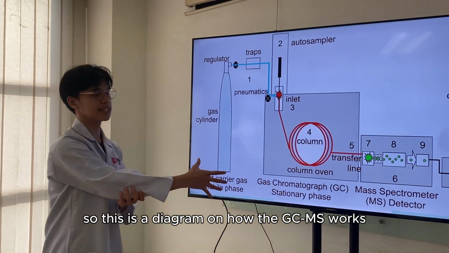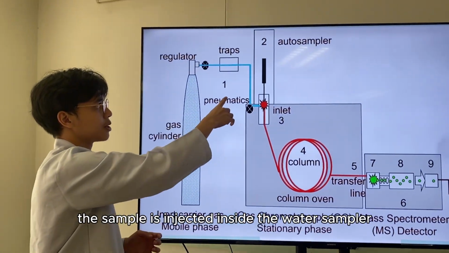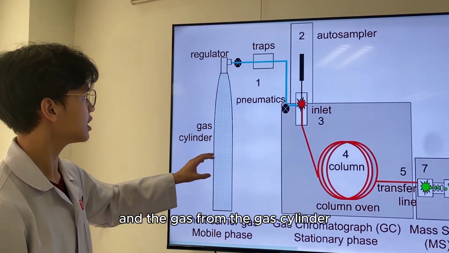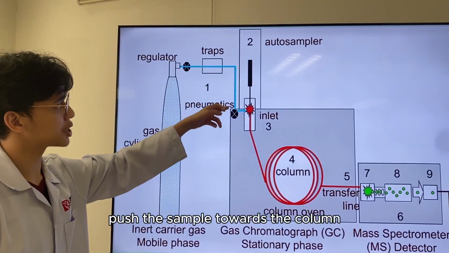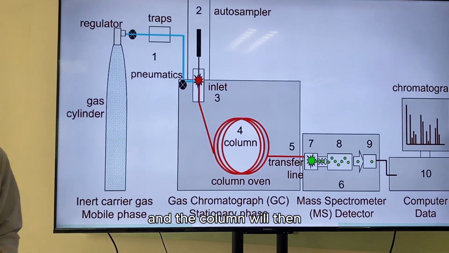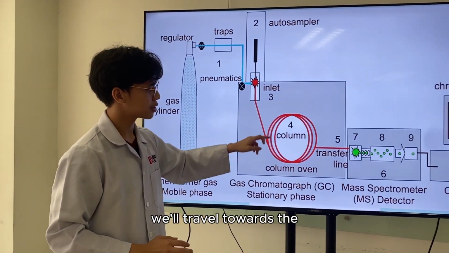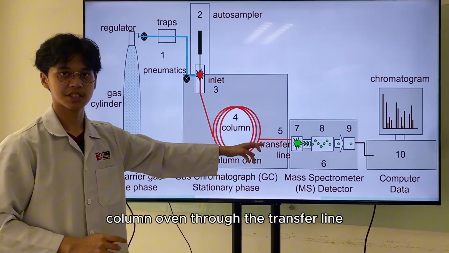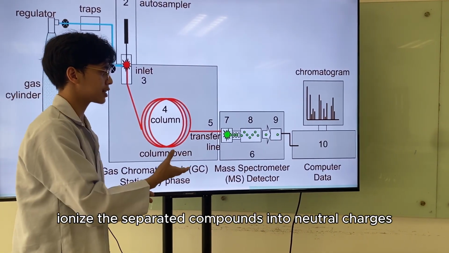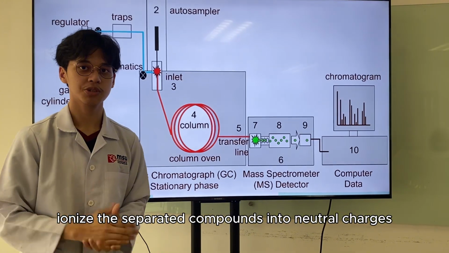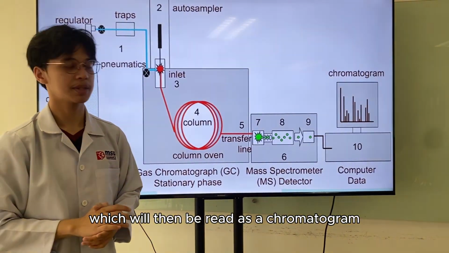So this is a diagram of how the GCMS works. First, the sample is injected into the autosampler, and the gas from the gas cylinder will travel through the regulator and through the tubes and will push the sample towards the column, and the column will then separate the sample based on their compounds. Once it is separated, it will travel through the column oven and the transfer line into the mass spectrometer, which will then ionize the separated compounds, and then it will be moved towards the computer data, which will then be read as a chromatogram.